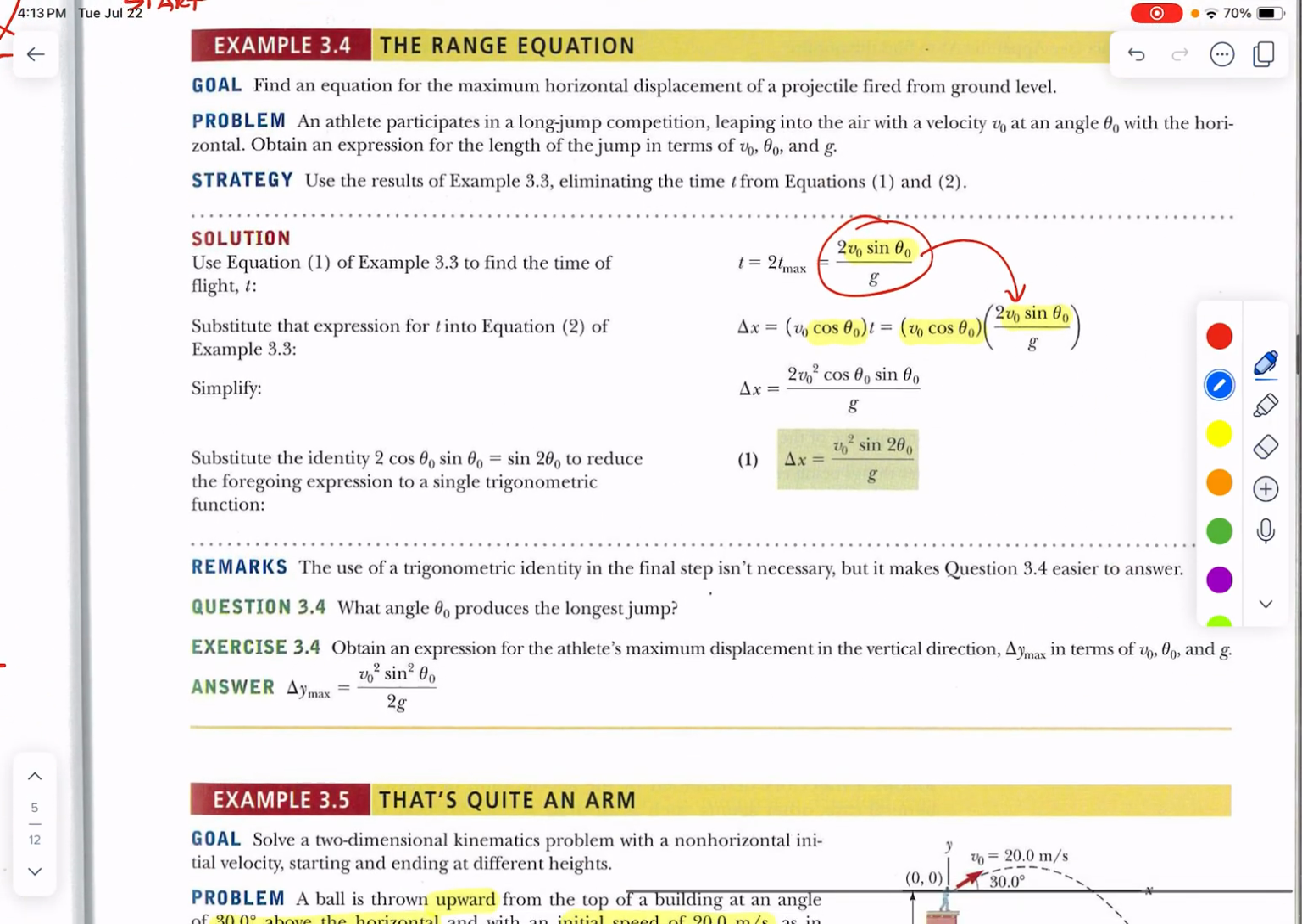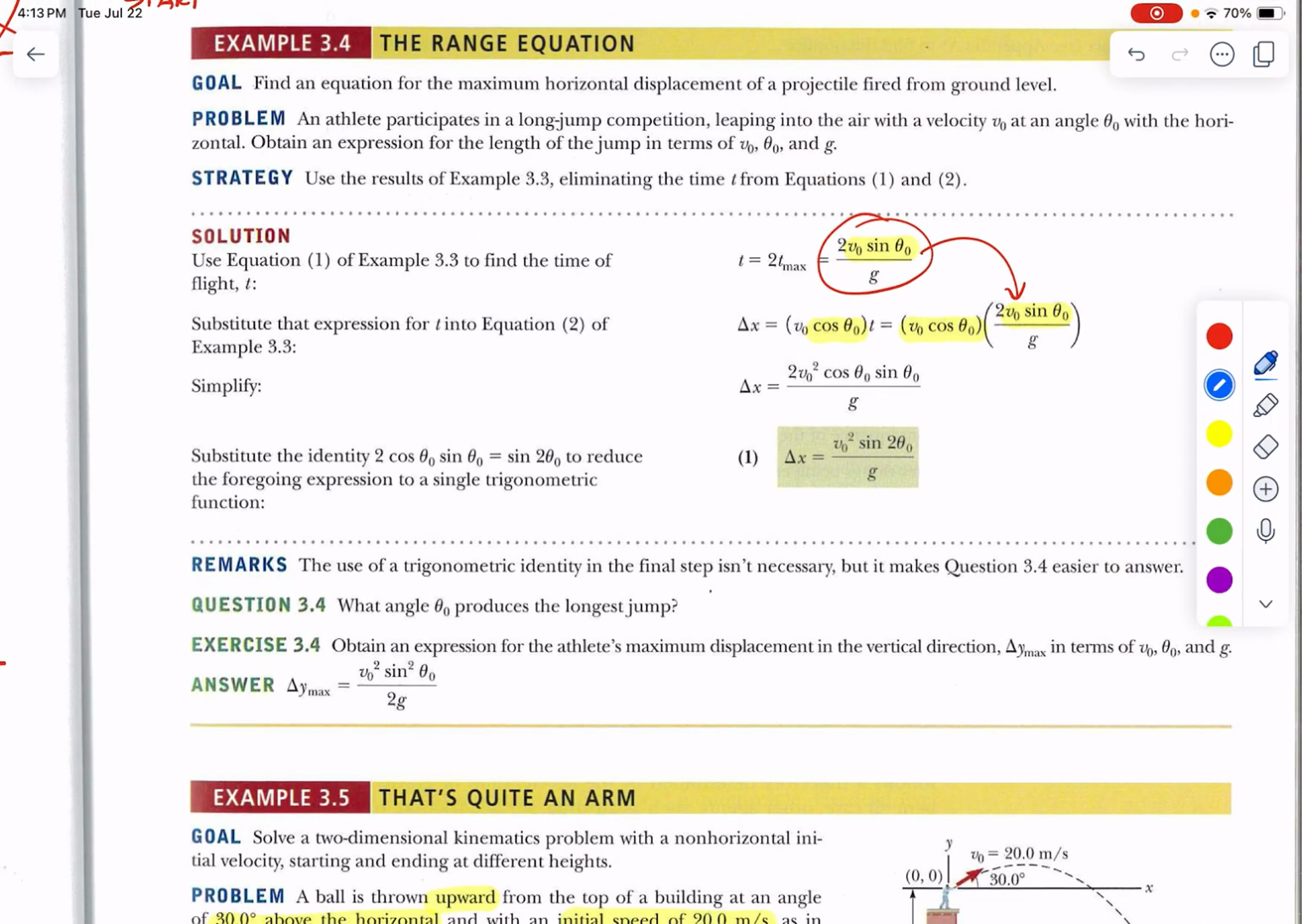Now, it's possible to derive an equation that puts all of these steps together. That's what's going on in problem 3.4. Find an equation for the maximum horizontal displacement of a projectile fired from ground level. If we're looking at it, we're talking about a problem that looks like this, and we fire it at a certain angle. This would be the original tangential vector with a certain theta, and we're trying to find an equation that helps me find the range, the delta x.